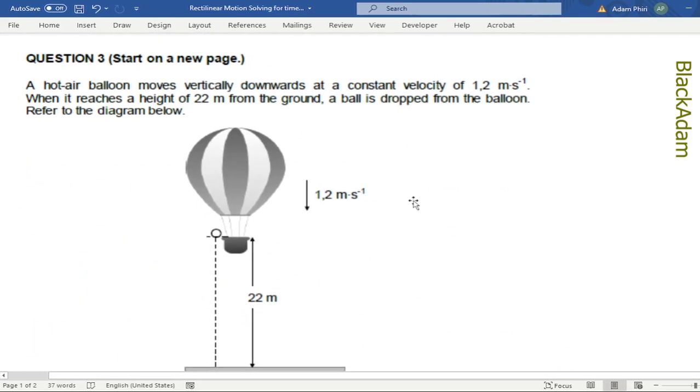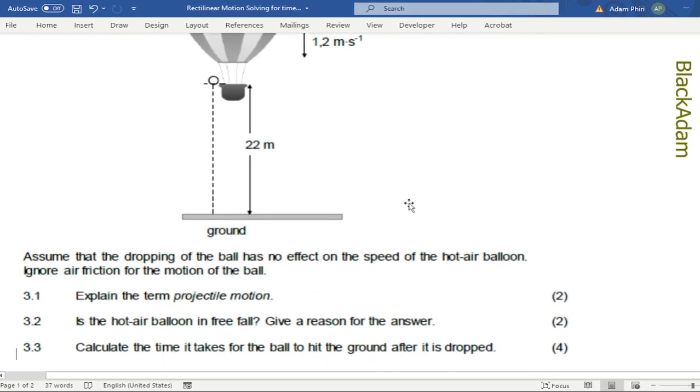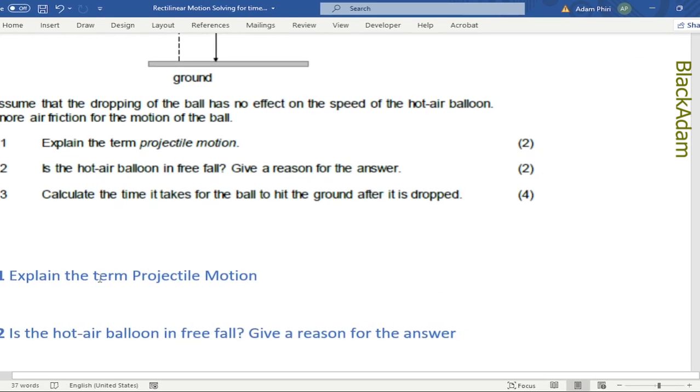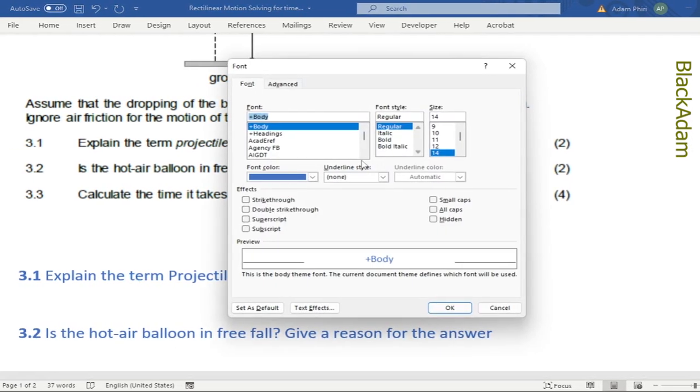Welcome to physics class. So what will happen is we go through the problem. You can pause and read the problem, and then it says explain the term projectile motion.